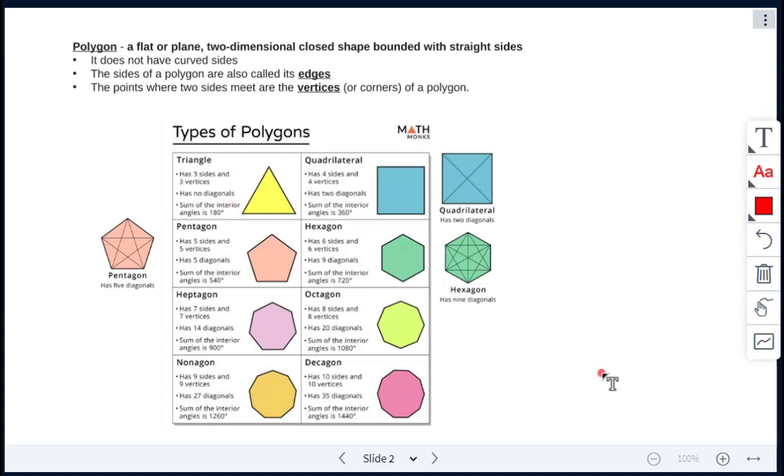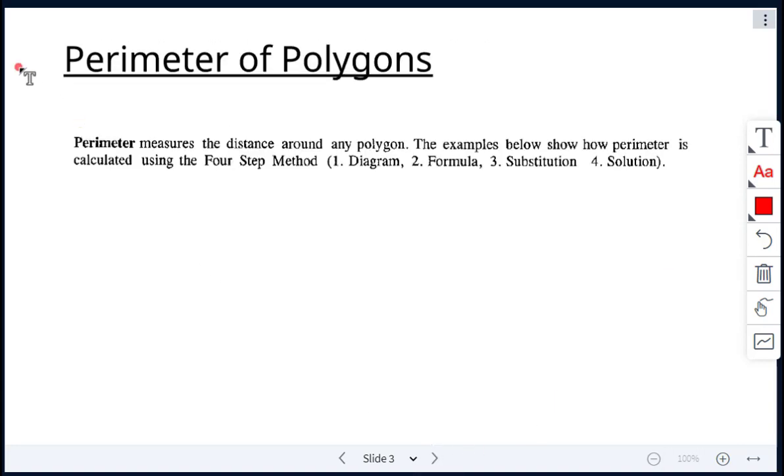When we talk about diagonals, it's just being able to make diagonals like these. A quadrilateral, which has four sides and four vertices, we're able to make two diagonals. A pentagon like this, we can make 5 diagonals. A hexagon, we're able to make 9 diagonals. These are just some of those polygons that we're going to be talking about. We're going to be looking at perimeter first, and then we'll talk about area after.